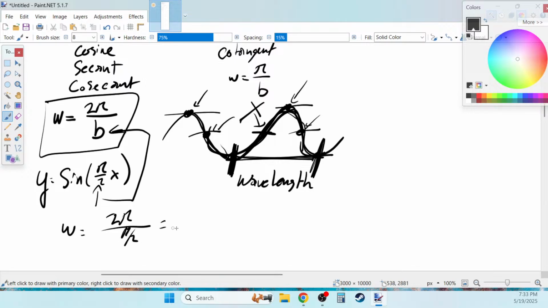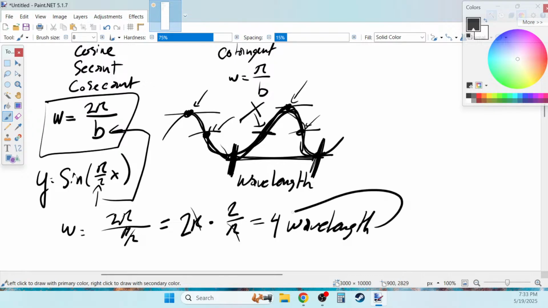pi over 2. Dividing by a fraction is the same as multiplying by the reciprocal. So this is 2 pi times the reciprocal, 2 over pi. The pi's cancel, leaving me with 2 times 2 is 4. This is the wavelength. Or that is the distance between the trough and the trough, or the crest and the crest of this wave.